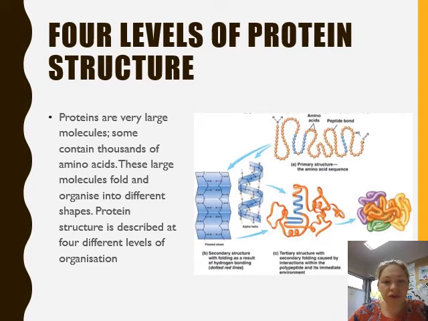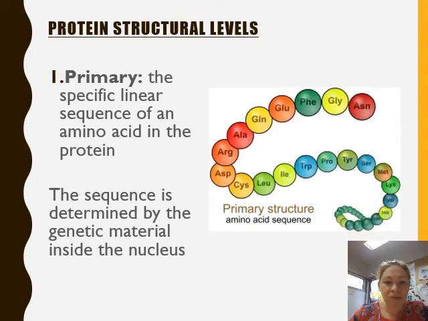So once we've joined all of these amino acids together, it goes through the process of bonding in different ways to form different structural levels of proteins. Because proteins are very big, we break it down and look at 4 different levels of organization for a protein. The first level is what we call our primary structure. And this is simply the specific linear sequence of the amino acids that have been joined together to make the protein.